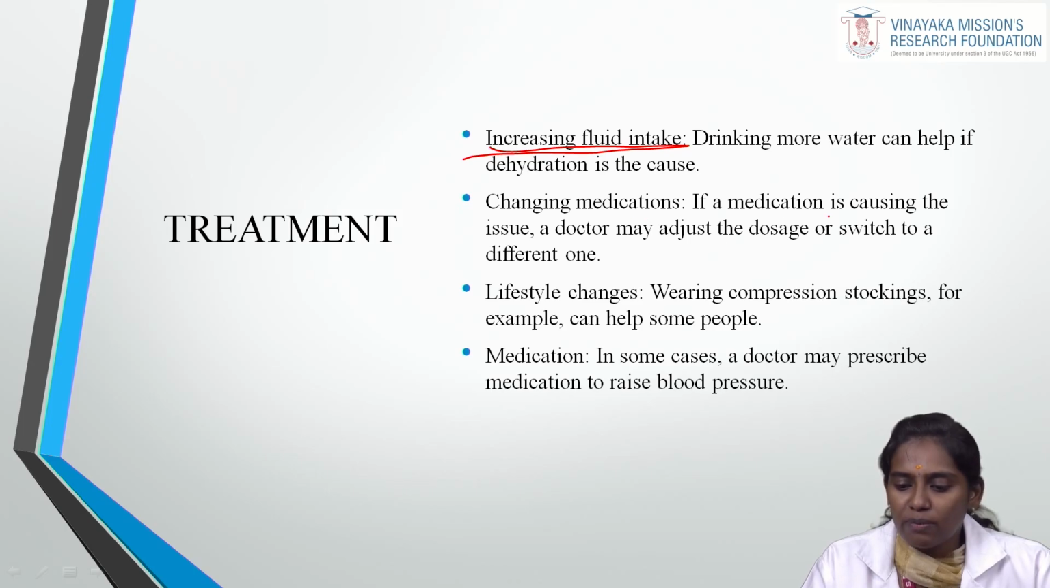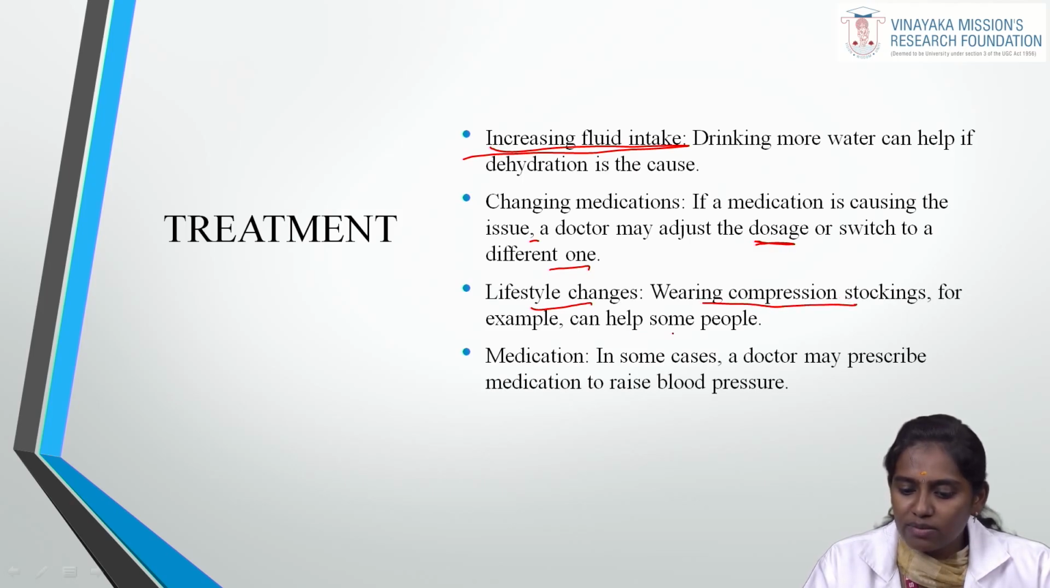Changing medications. If a medication is causing this issue, a doctor may adjust the dosage or switch to a different one. Your doctor may change the drug dosage or change the drug also. Then what are the lifestyle changes we can do? Wearing compression stockings, for example, can help some people. Then medications. In some cases a doctor may prescribe medication to raise blood pressure. So if you are having low blood pressure, your doctor will prescribe medicines to increase blood pressure. This is the mechanism.